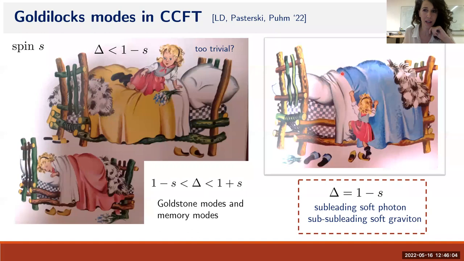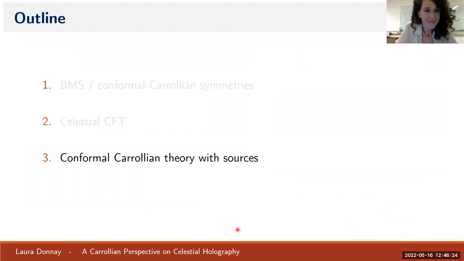And for those who have heard of it, there is also this huge tower of currents that have been at the core of this W infinity story. If you know what I'm talking about, we can discuss afterwards, but I think this will bring us too far. Good. So this is celestial CFT.